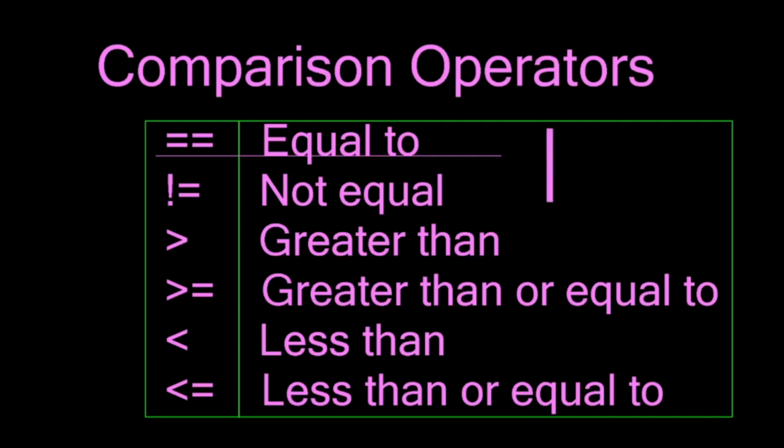Let's say we have: is 7 equal to 5? No. So we have false. But if we say, is 7 equal to 7? Well, now we have true.